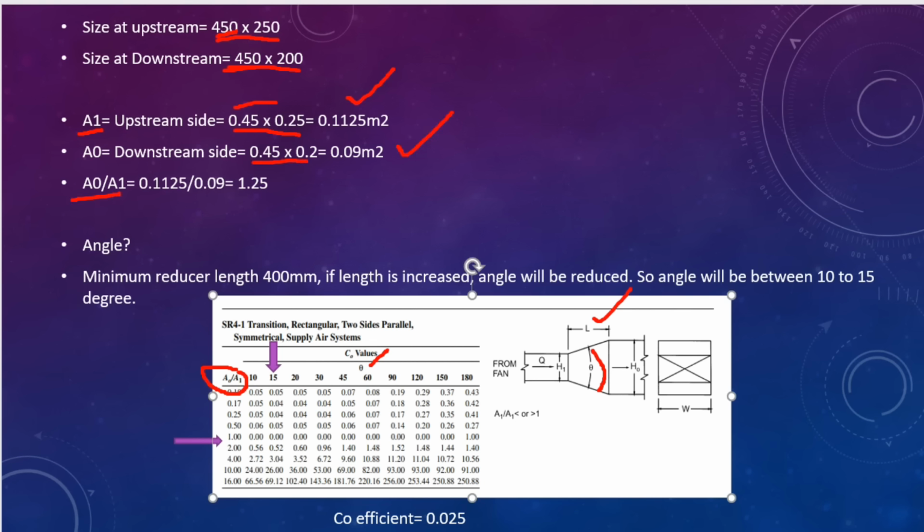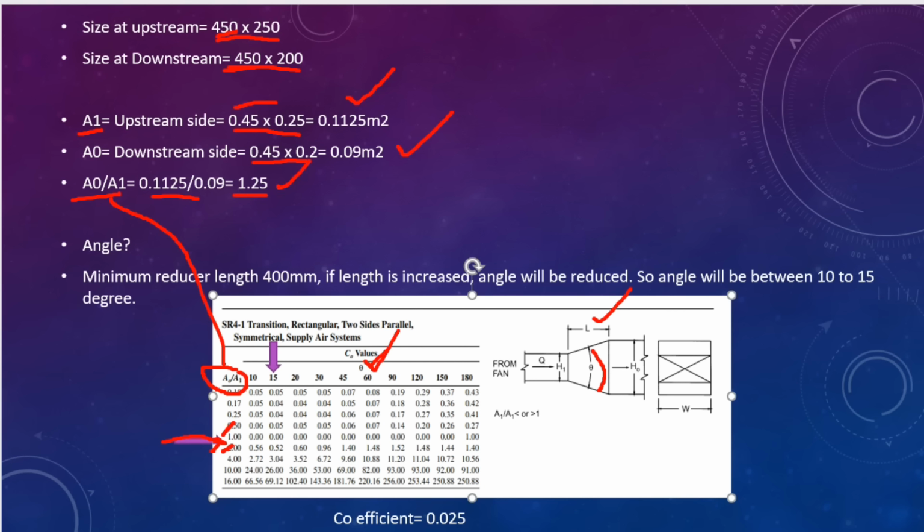So A0 by A1, you can see the calculation, it is very important. If you divide both you will get 1.25. So here we are at this point, 1.25, because here it is 1 and here it is 2, so we are between these two, so we can take the average value 1.25. And the second important thing is the angle here, the theta.